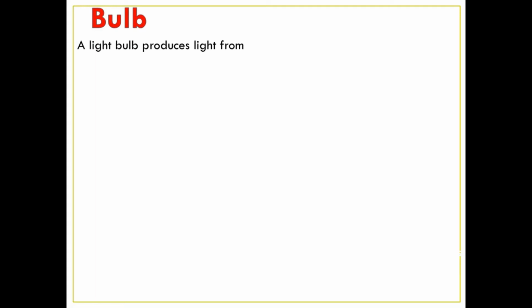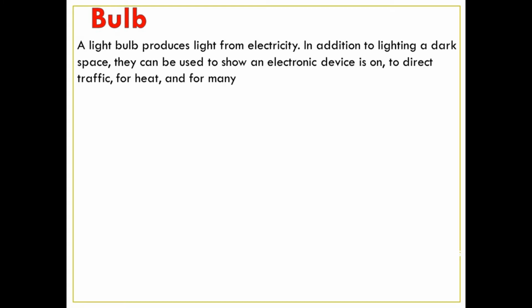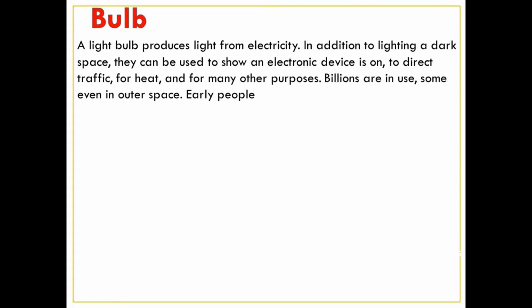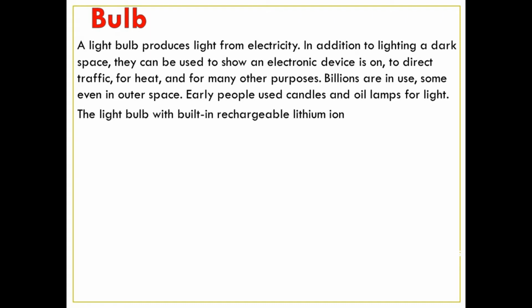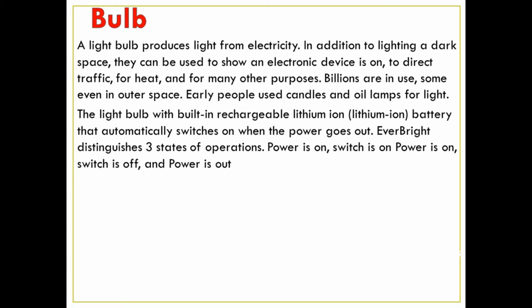Bulb. A light bulb produces light from electricity. We are seeing many types of bulbs nowadays in our houses, in our markets, in shopping malls and all. Not a simple zero bulb or night bulb in our homes. Different types of bulbs are coming: LEDs, fluorescent bulbs, tube lights, isn't it? In addition to lighting a dark space, they can be used to show an electric device is on, to direct traffic, or for heat and for many other purposes. Billions are in use, some even in outer space.